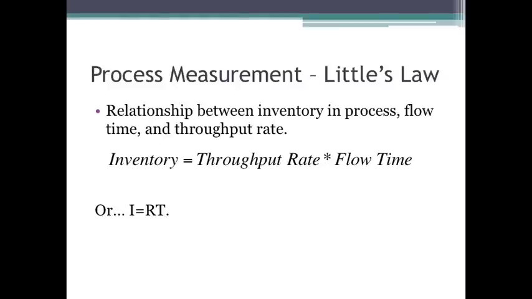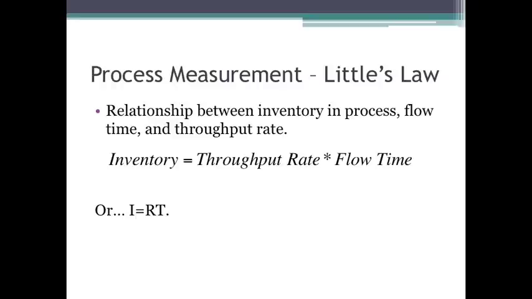So if the actual throughput rate is smaller, that means that either the inventory is smaller or the flow time is greater. In other words, the flow time is longer. It spends more time at that particular step. Usually what ends up happening is it's inventory that's smaller. The average inventory is smaller.